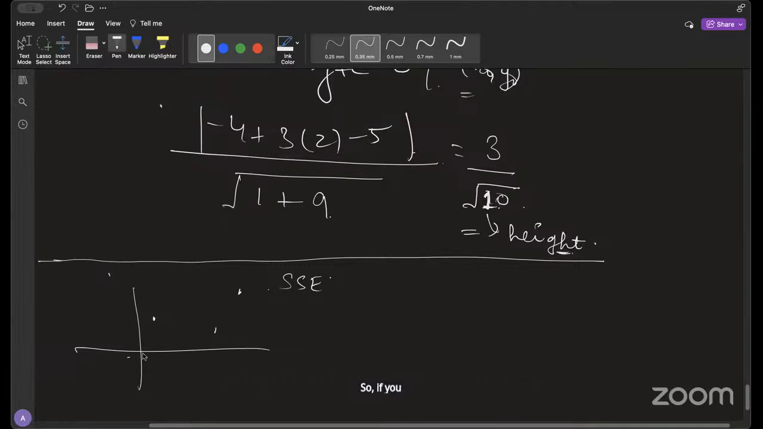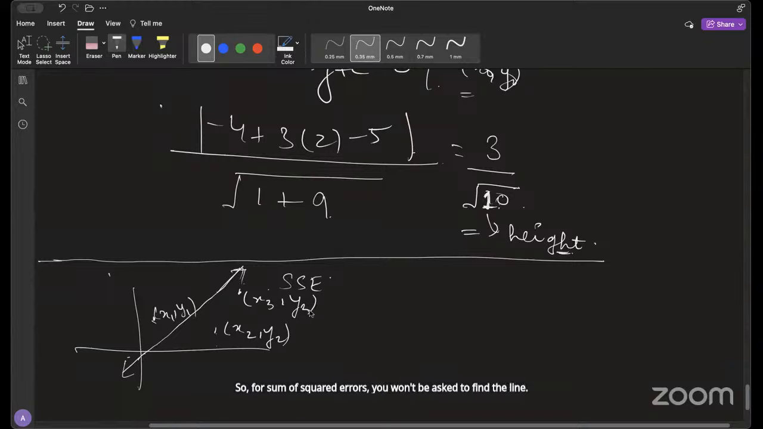If you want to fit a line here, which means a straight line that fits this data best, you would want these points to be the closest to the line, right? So let's say this point is x1, y1, and this is x2, y2, and this is x3, y3. For the sum of squared errors, you won't be asked to find the line. The line will be given to you. You will just be asked to find the sum of squared errors.